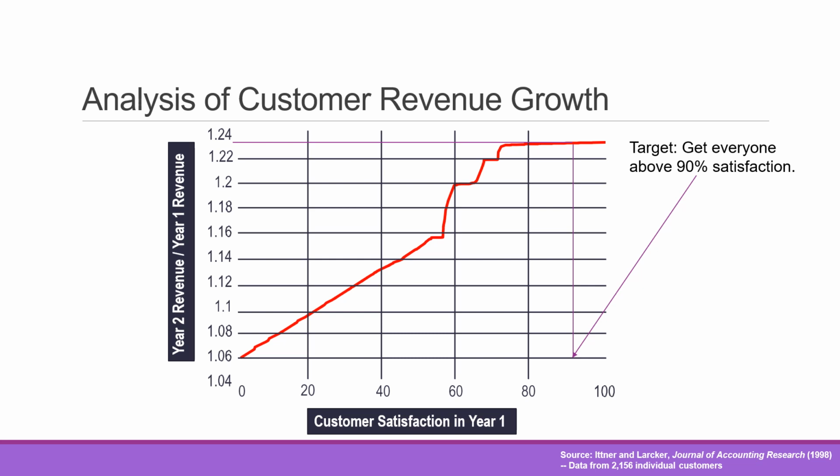So given the data, you performed analysis of the customer revenue growth. Again, this looked at the customer satisfaction of the previous year and predicting this year's revenue. Originally you had put a target goal of getting everyone above 90% satisfaction. The satisfaction scale is from 0 to 100. 100% satisfaction means a really, really satisfied customer with absolutely zero complaint. And the organization's target goal was 90% satisfaction from all the customers.